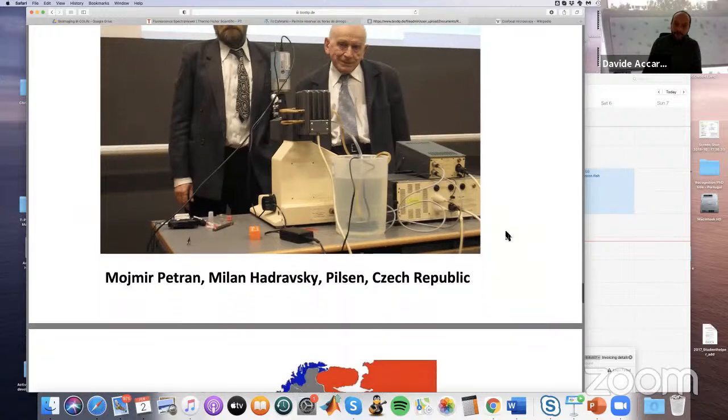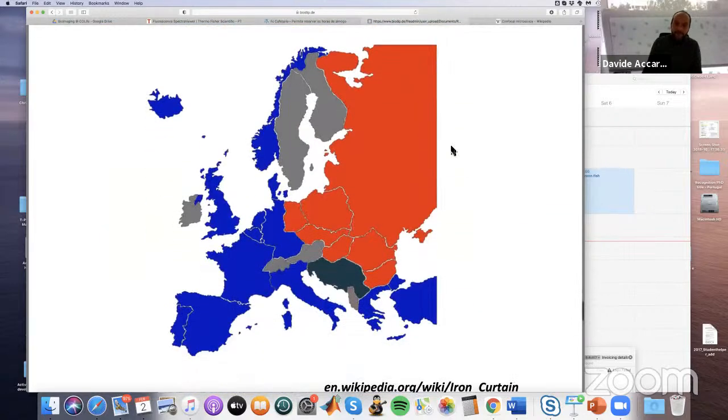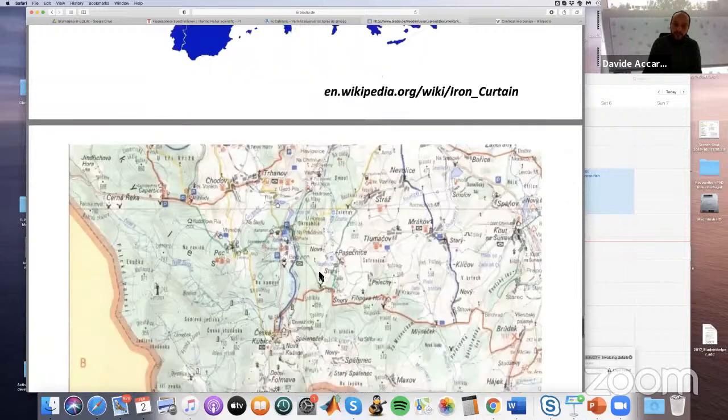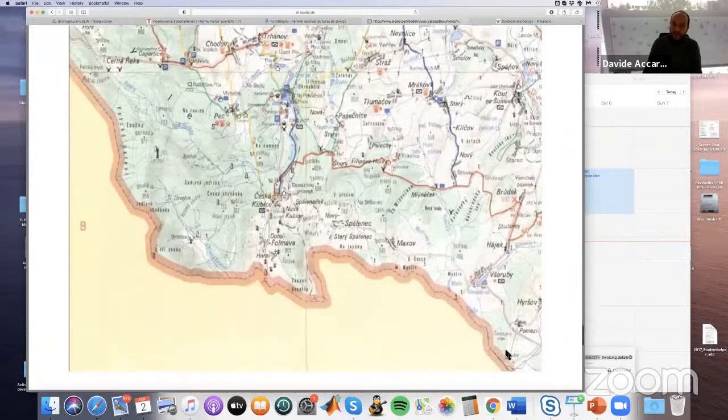And almost nobody knows about this because of the Iron Curtain, which divided the world after the Second World War. Basically, for the people living in the Czech Republic, the map of the world was looking like this, with nothing after the Czech Republic's border with Germany. It was really forbidden to have almost any exchange.